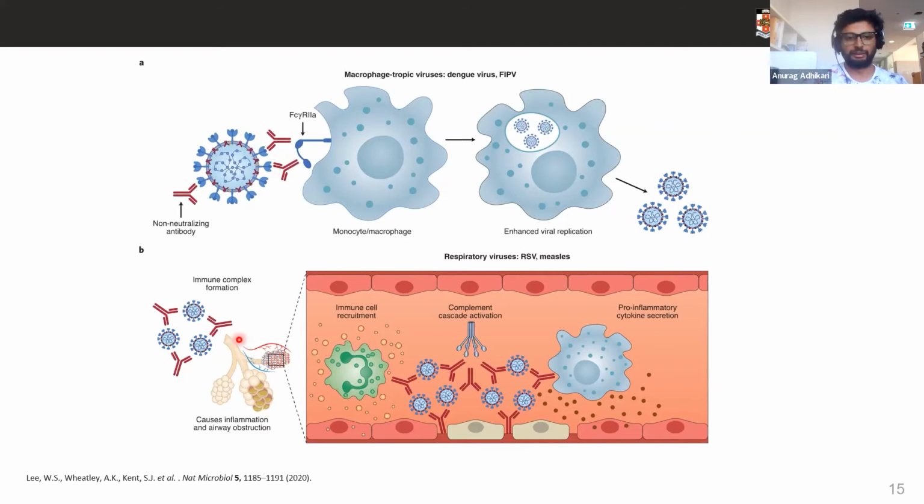And also in other respiratory infections, for example RSV, what happens is these immune complexes can actually infiltrate the whole early systems, which would allow recruitment of new immune cells, activation of complements, and of course would result in pro-inflammatory cytokine secretion from these monocytes and neutrophils, which you wouldn't want in a disease progression.